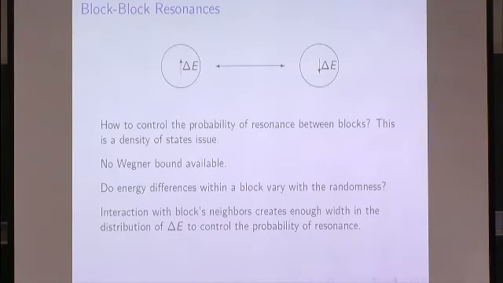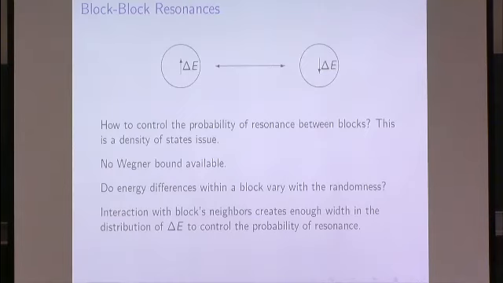those of you who've worked in the standard Anderson localization problem know that the Wegner estimate is critical for doing rigorous work and getting a handle on the density of states, and ultimately to control the probability of resonances in your system. We have to devise some alternative to the Wegner procedure to understand the block-block resonances. These are the difficult ones.